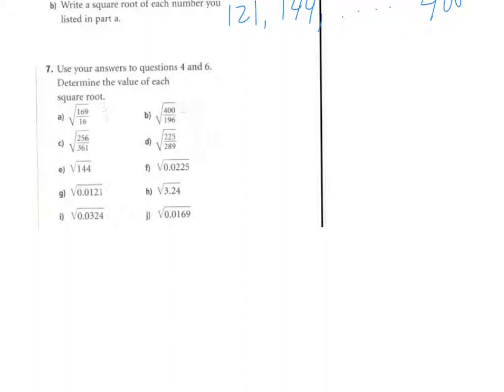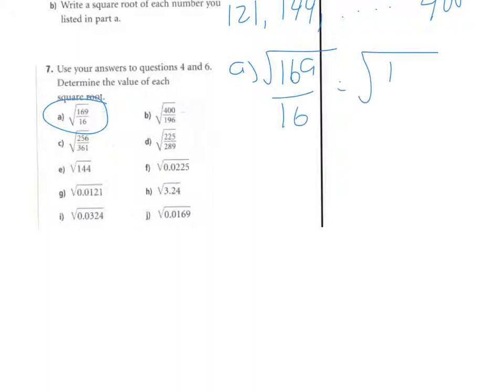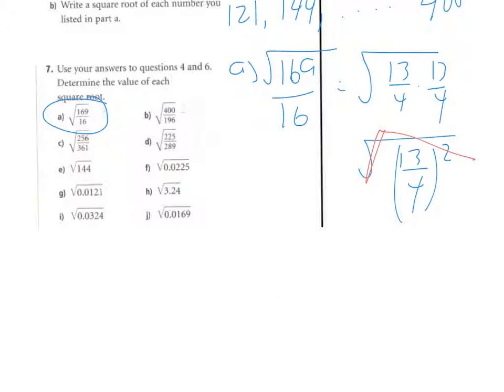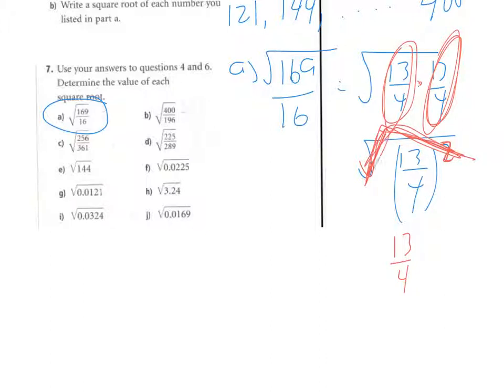Okay, so number 7. The square root of 169 over 16 can be written as 13 over 4 times 13 over 4, which can be written as 13 over 4 squared. Writing it as the squared part conceptually shows that you know why 13 over 4 is your answer, because you're writing it as 13 over 4 times 13 over 4, which is then squared. To get rid of the square root symbol, we have a square. These two are opposite processes. They cancel out. You must show your work. You just can't use a calculator for this.